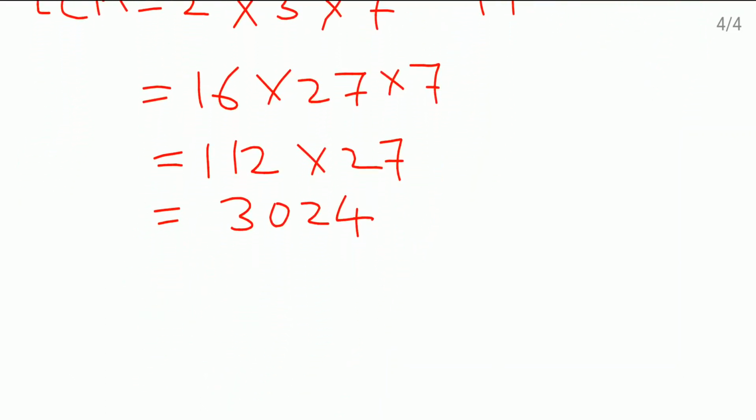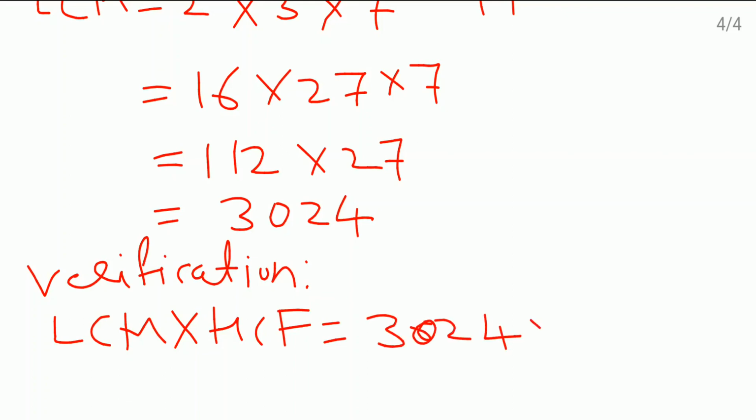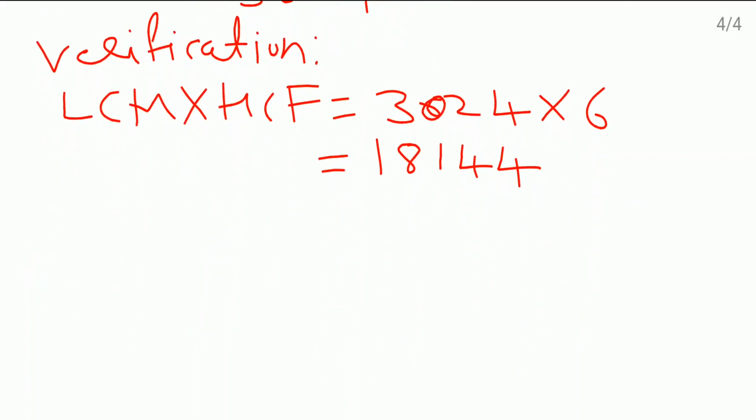See the verification now. Verification. Now LCM into HCF, which is equal to, our LCM is 3024 into HCF is 6. So the product comes as 18,144. Now we'll multiply both the numbers, the product of two numbers.